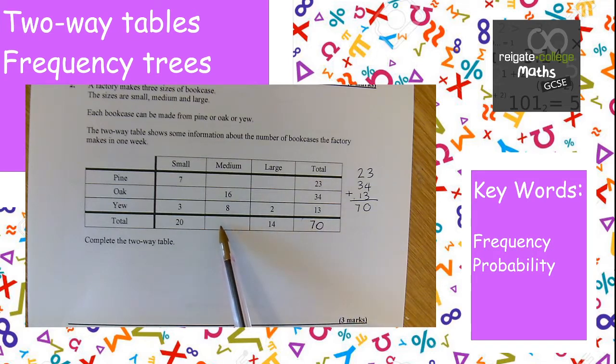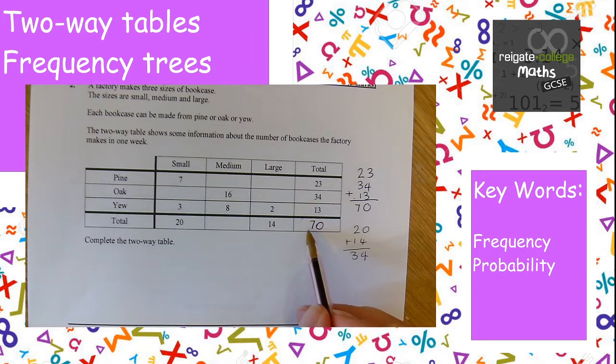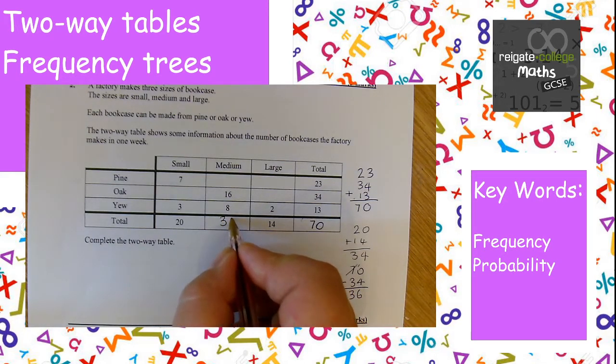Now I can work out how many medium-sized bookshelves I need to make by adding up the two numbers I already have. 20 plus 14 gives me a total of 34. And subtracting that 34 from 70 will then give me the blank. 70 subtract 34 gives me a total of 36.